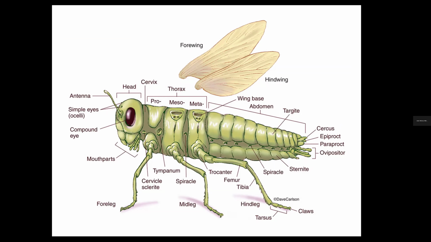The thorax is where everything that moves that insect around is going to be attached. So the thorax is divided into 3 sections. Each section has a pair of legs. And most adult insects are going to have 2 pair of wings, and they will be flying around.